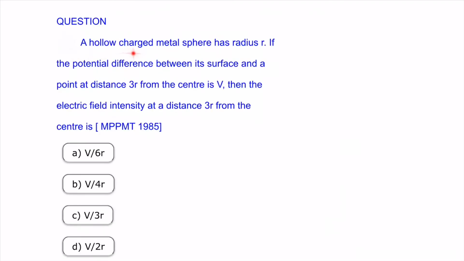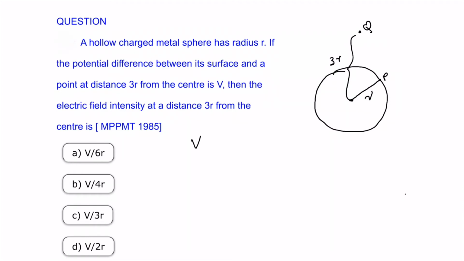A hollow charged metal sphere has radius r. If the potential difference between its surface and a point at distance 3r from the center is V, then the electric field intensity at a distance 3r from the center is, and these are the options. As per the question, the potential difference between P and Q is V, right? Now what is VP? It is on the surface of the hollow sphere, right?